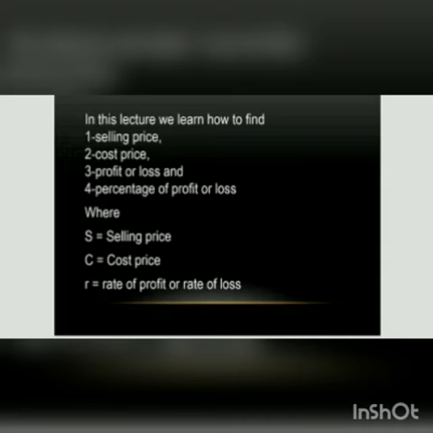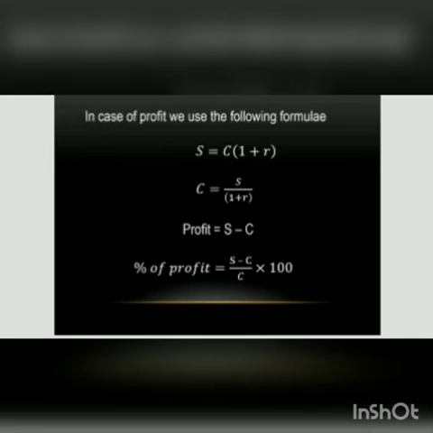Dear students, as we know, our common understanding of the term profit is that when we sell something and get a price higher than the cost at which we purchased that item, the difference is called the profit. In business maths, we have a formula to find that, shown on the screen: S is equal to C multiplied by 1 plus r, or we can find the cost from this formula and derive it as C is equal to S upon 1 plus r.